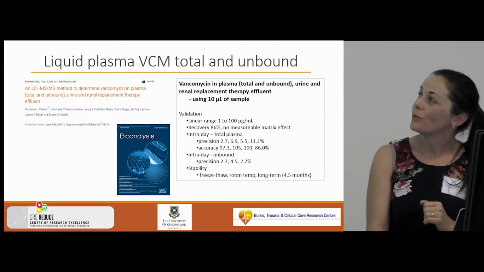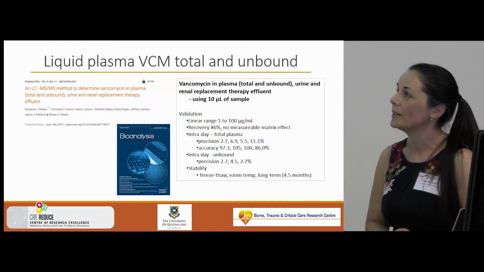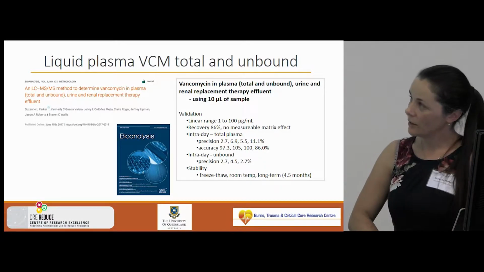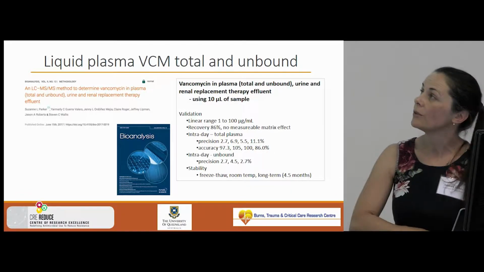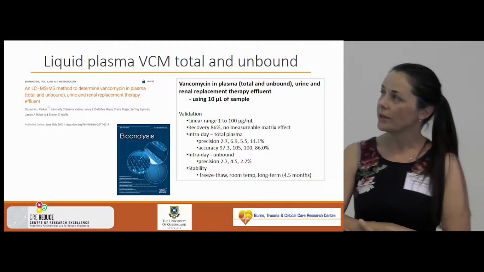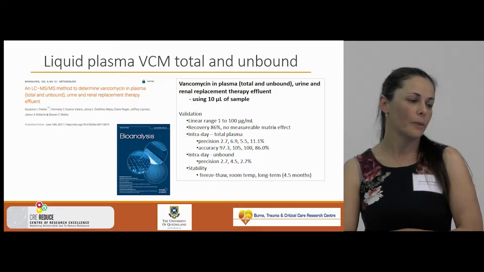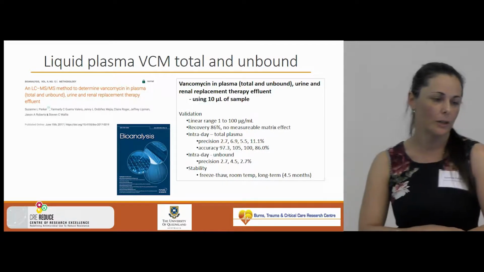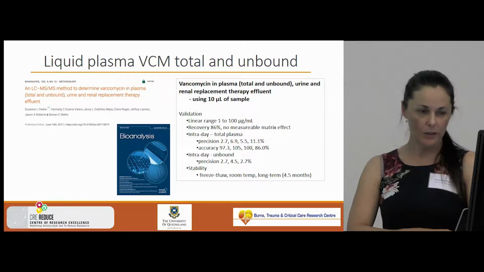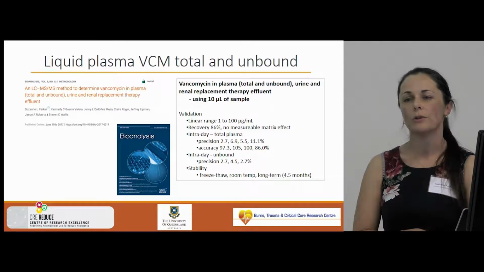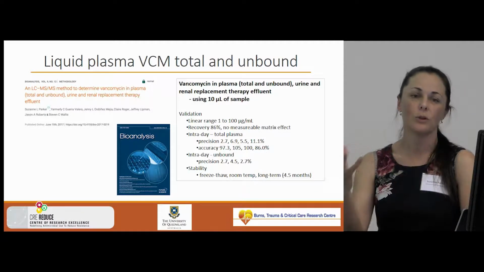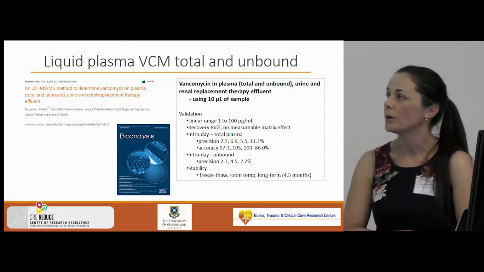So we first started with a liquid plasma assay, and we recently published vancomycin total levels using 10 microlitres of sample. We also measured urine and renal replacement therapy effluent. You can see our validation data. Our acceptance criteria is 15%, and our data here met those requirements. You'll note here we measured unbound concentrations, but we did this with 200 microlitres of sample, which is the volume we need to use at this stage to measure unbound concentrations.